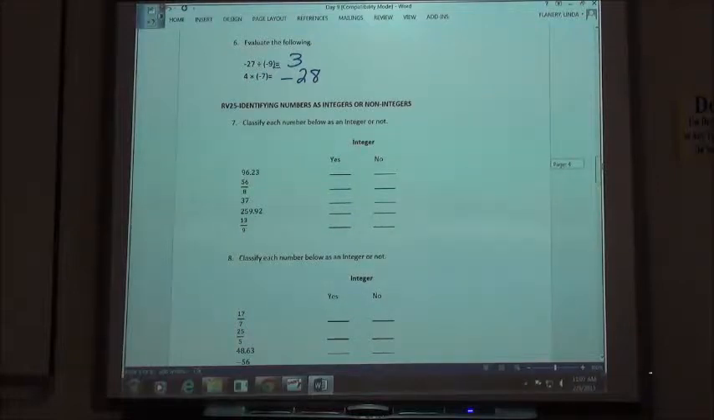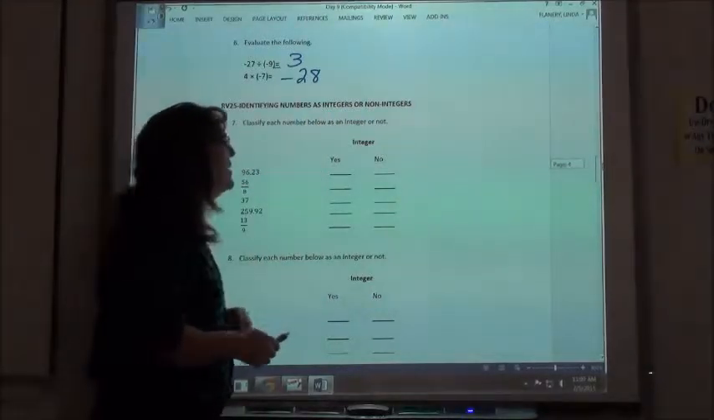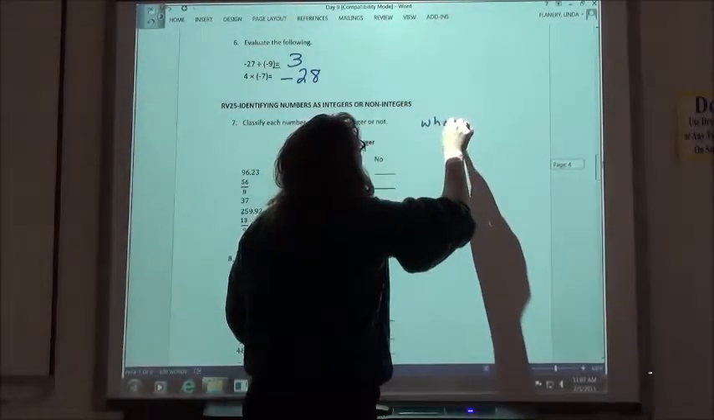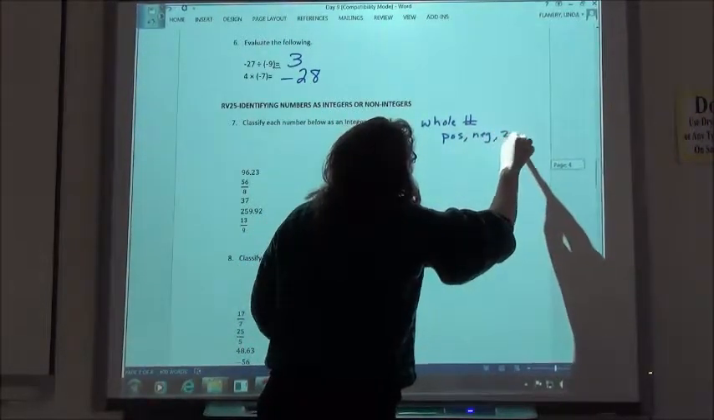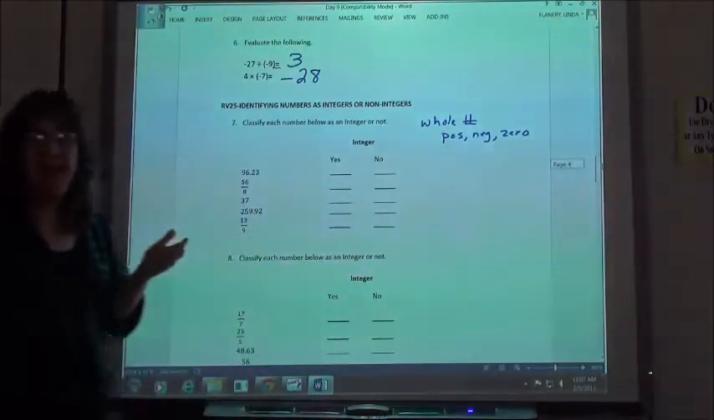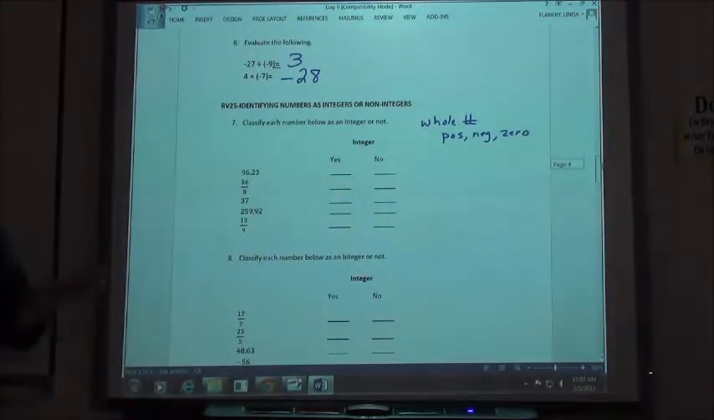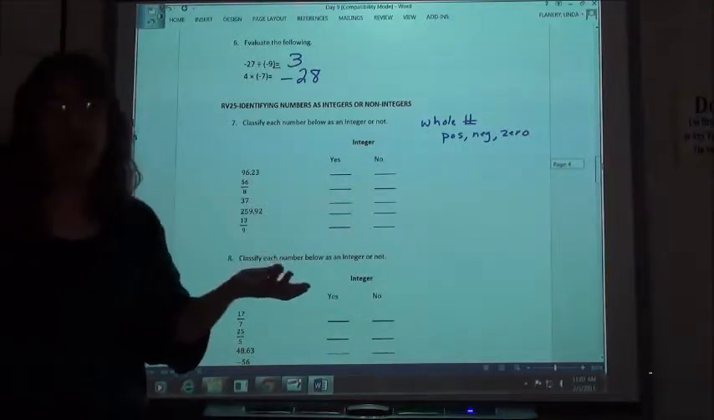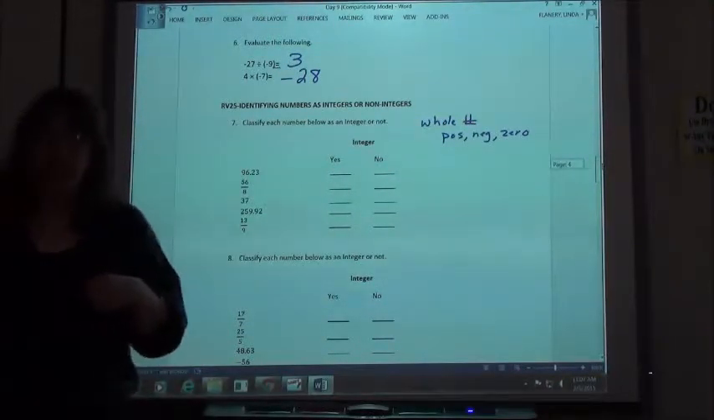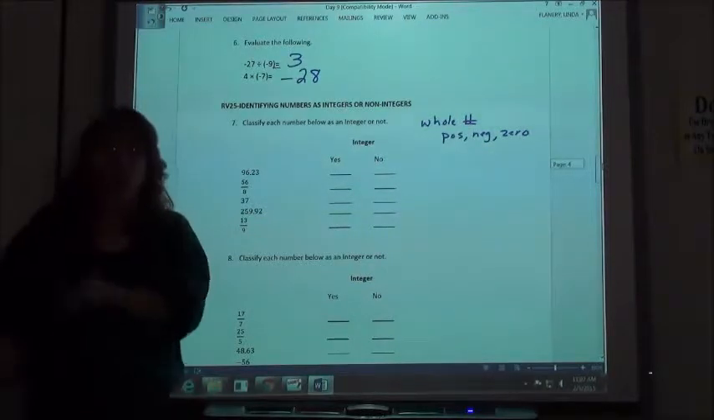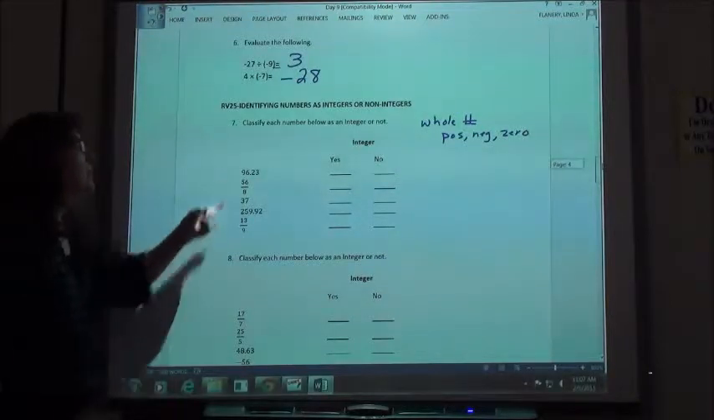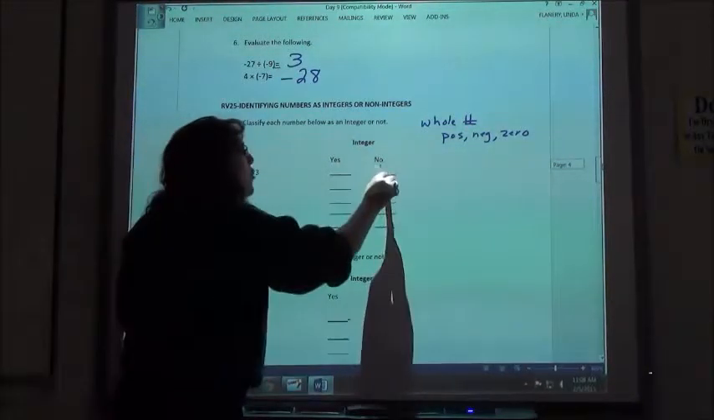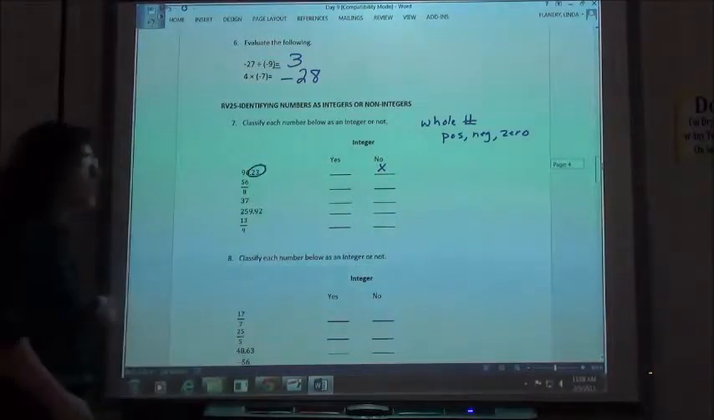The next one's identifying numbers as integers or non-integers. An integer is just a fancy math word for a whole number that can be positive, negative, or it can be 0. Whole numbers technically are only positive. By definition, if I say a whole number, I'm only talking about positive numbers. That's why they use the word integer. Integer means they could be positive or negative, or it could be 0, but it can't have that decimal or fraction at the end. So 96.23 is not going to be an integer because it has that decimal at the end.